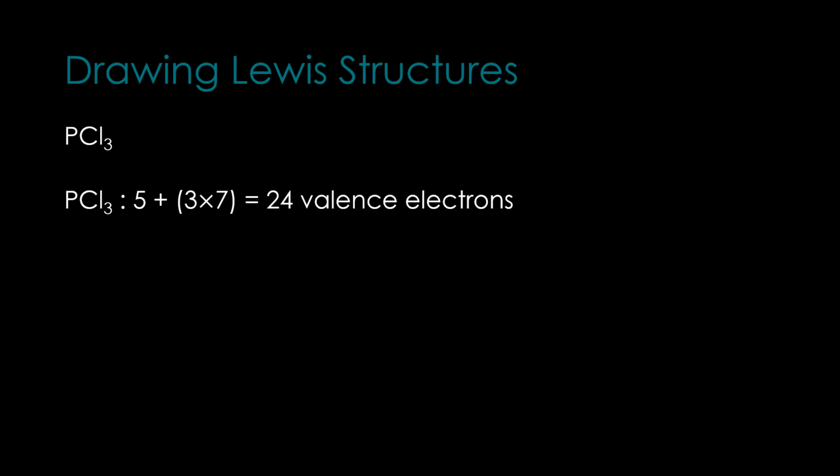Let's now determine which element is the central element and which are the terminal atoms. Generally, the least electronegative element is the central atom, except hydrogen, which cannot be the central atom because hydrogen can't form more than one bond. In phosphorus trichloride, phosphorus is the least electronegative element, therefore it is the central atom and the chlorine atoms are the terminal atoms. We can now draw the skeletal structure.